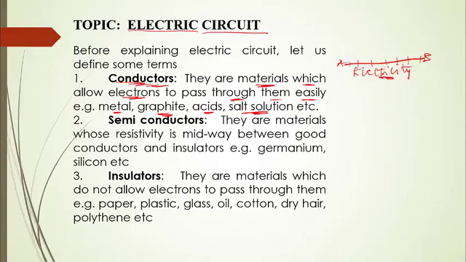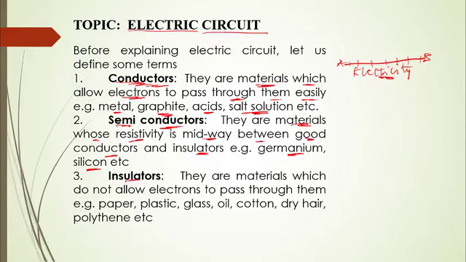The second material or terminology we need to come to terms with is semiconductors. So when we talk about semiconductors, what do we really mean? Semiconductors, put simply, are materials whose resistivity is midway between good conductors and insulators. Examples of semiconductors are elements such as germanium and silicon. Silicon predominantly is used for transplants, for those that go for plastic surgeries.